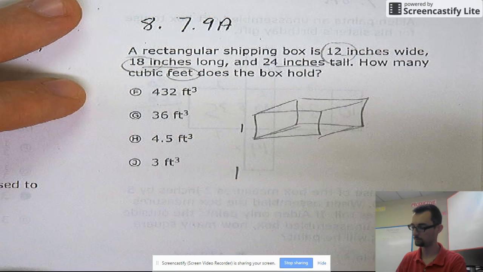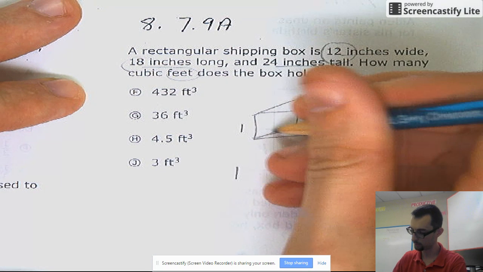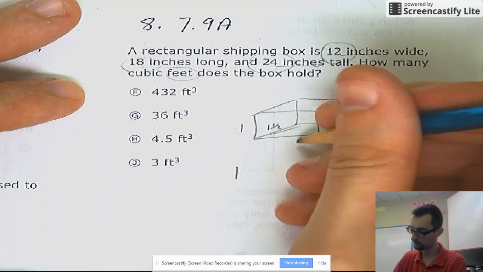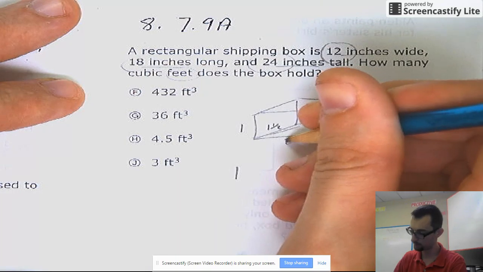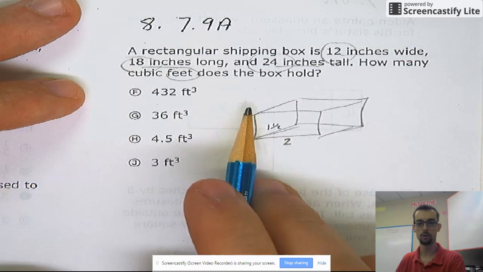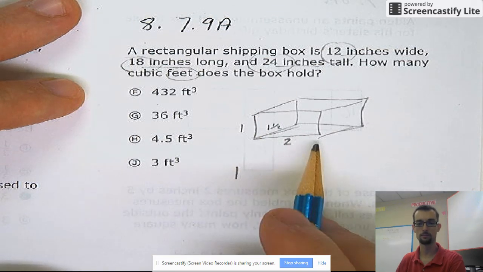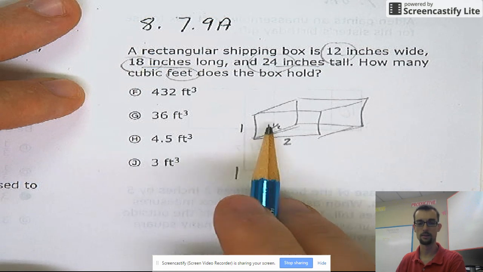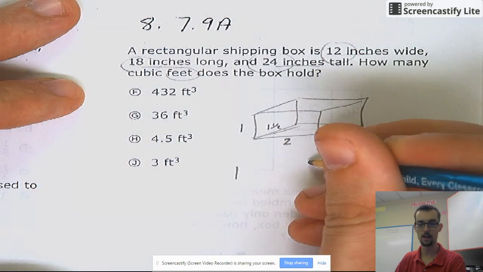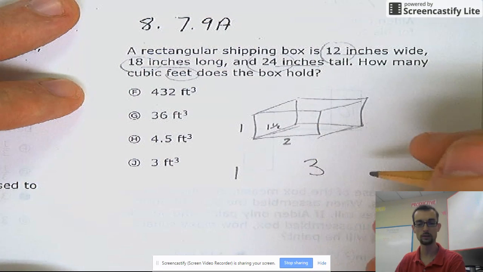That's 1.5. 1.5 this way, let's say. And then 24 inches this way. So that's going to be 2 feet, right? 24 inches is 2 feet. Yeah. So my box measures 1 foot by 1.5 feet by 2 feet. Now, let's multiply these three together to get the volume of the prism. So 2 times 1.5 is, let's see, 1.5 times 2 is 3. 3 times 1 is still 3. And that right there is your answer. 3 cubic feet.